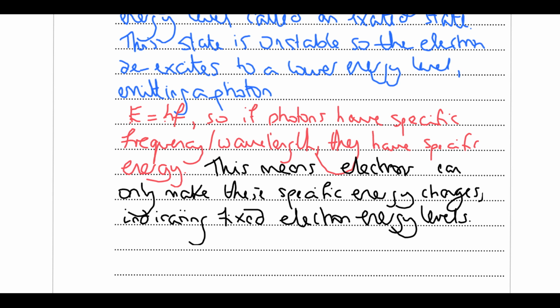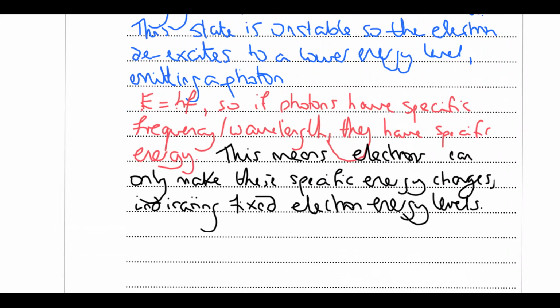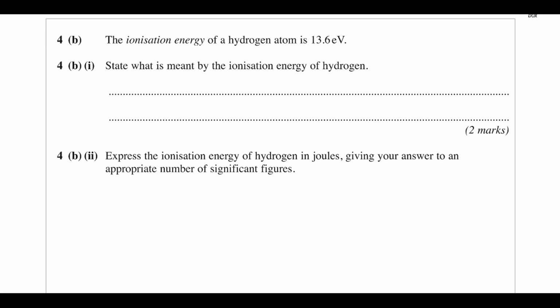So let's move on to the next. Okay, so to finish off the energy level stuff, I'm going to look at a few things. So we've got the ionization energy of a hydrogen atom is 13.6 electron volts. What's meant by ionization energy?